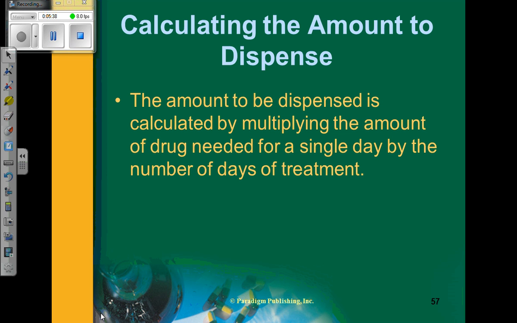So the amount to be dispensed is calculated by multiplying the amount of the drug needed for a single day by the number of days of treatment needed. The reason why you need to figure out the day supply a lot of times is if you're inputting a prescription into the computer and the patient has insurance, the insurance company is going to stop you and ask for the day supply. Also, it is needed to confirm patients can complete the treatment.